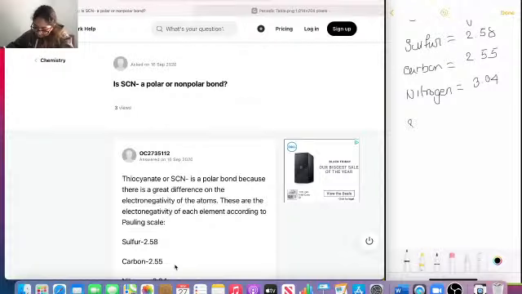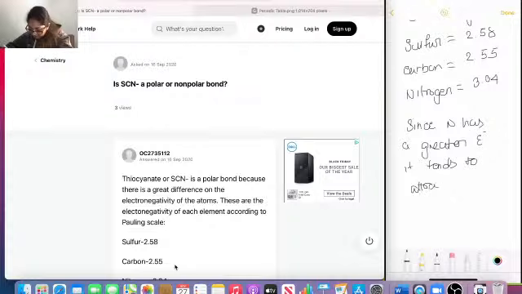So since nitrogen has a greater electronegativity, I'm just writing electronegativity as that, it tends to attract more electrons compared to sulfur and oxygen.